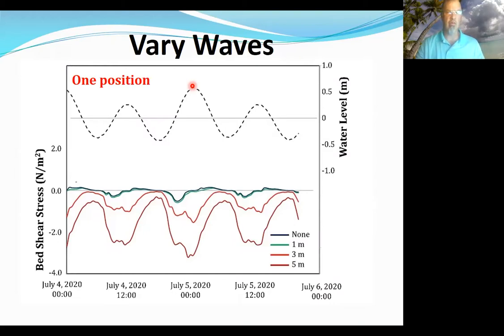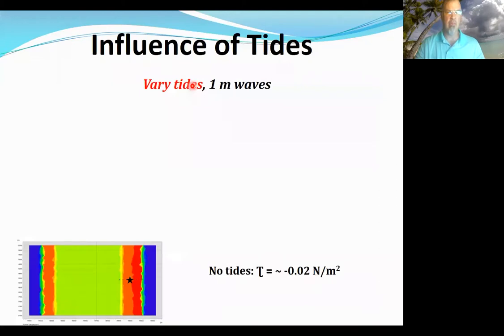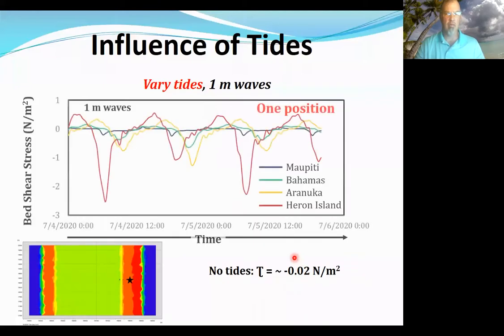As I said, we use different tides in this scenario. Again, we'll look at the same data point. We use just 1 meter waves. Just for comparison, with no tides, bed shear stress is about 0.02 Newtons per meter squared.